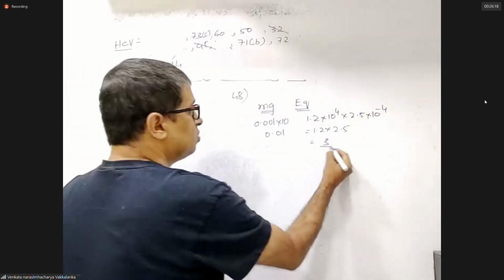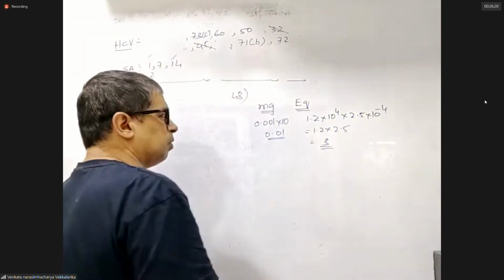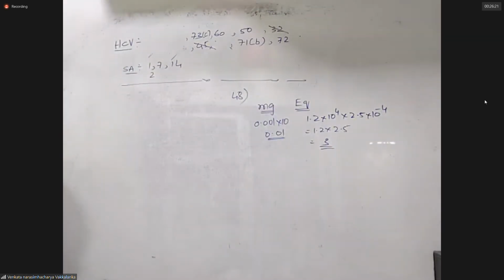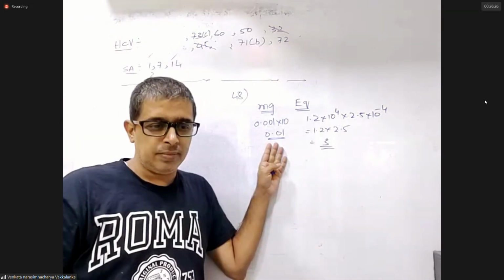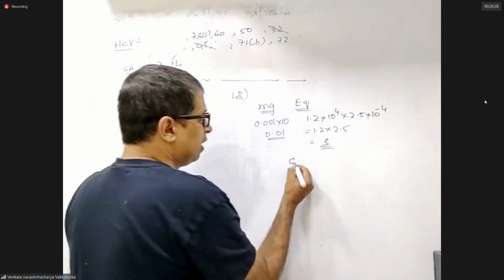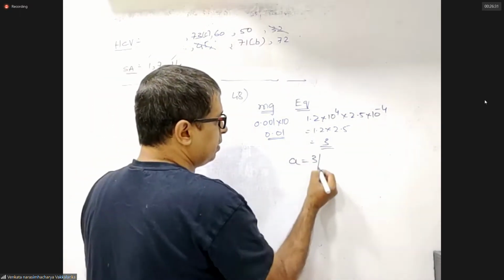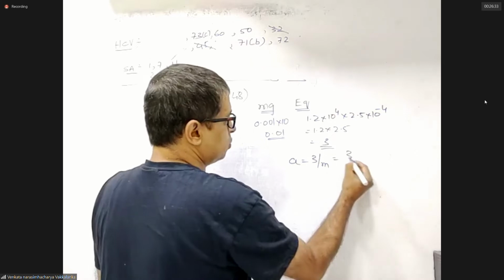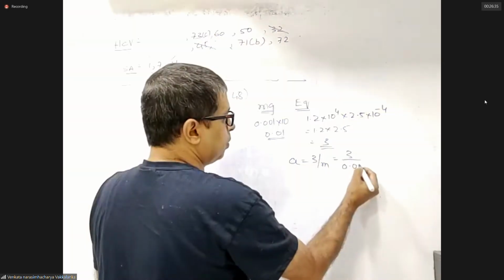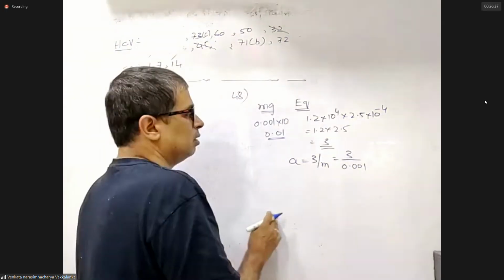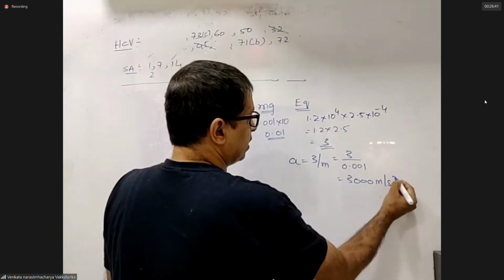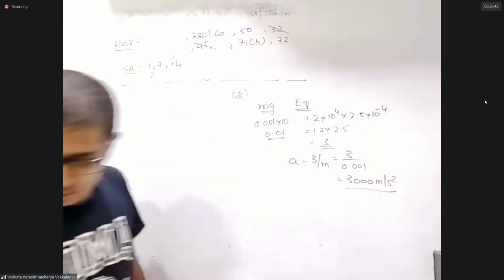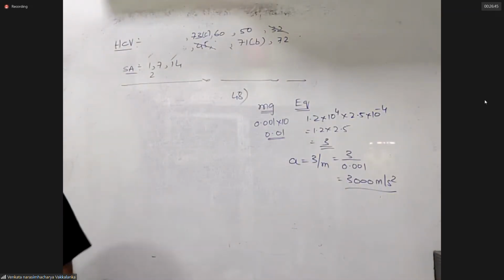Yeah. This is much greater than 0.01. So the force of gravity will be negligibly small. Yes, sir. So when I am calculating the acceleration, it will be 3 divided by the mass, 3 divided by 0.001. This will become 3000 meters per second square, if I have taken the units correctly.